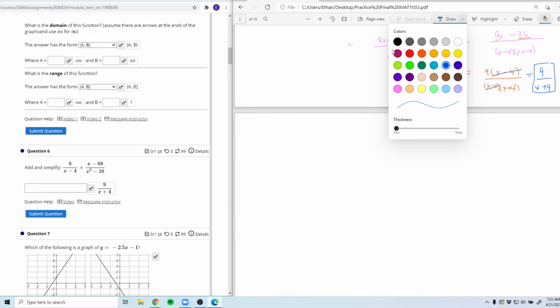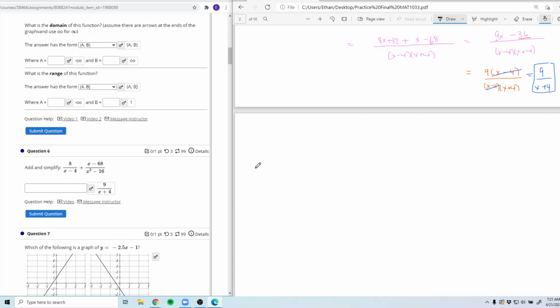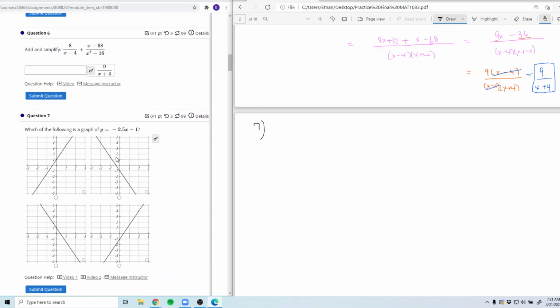Right, number 7. What is number 7 here? Okay, it's just a matching graphing question, so we don't really have to do anything except match. We want to see which of the following is the graph of y equals negative 2.5x minus 1.